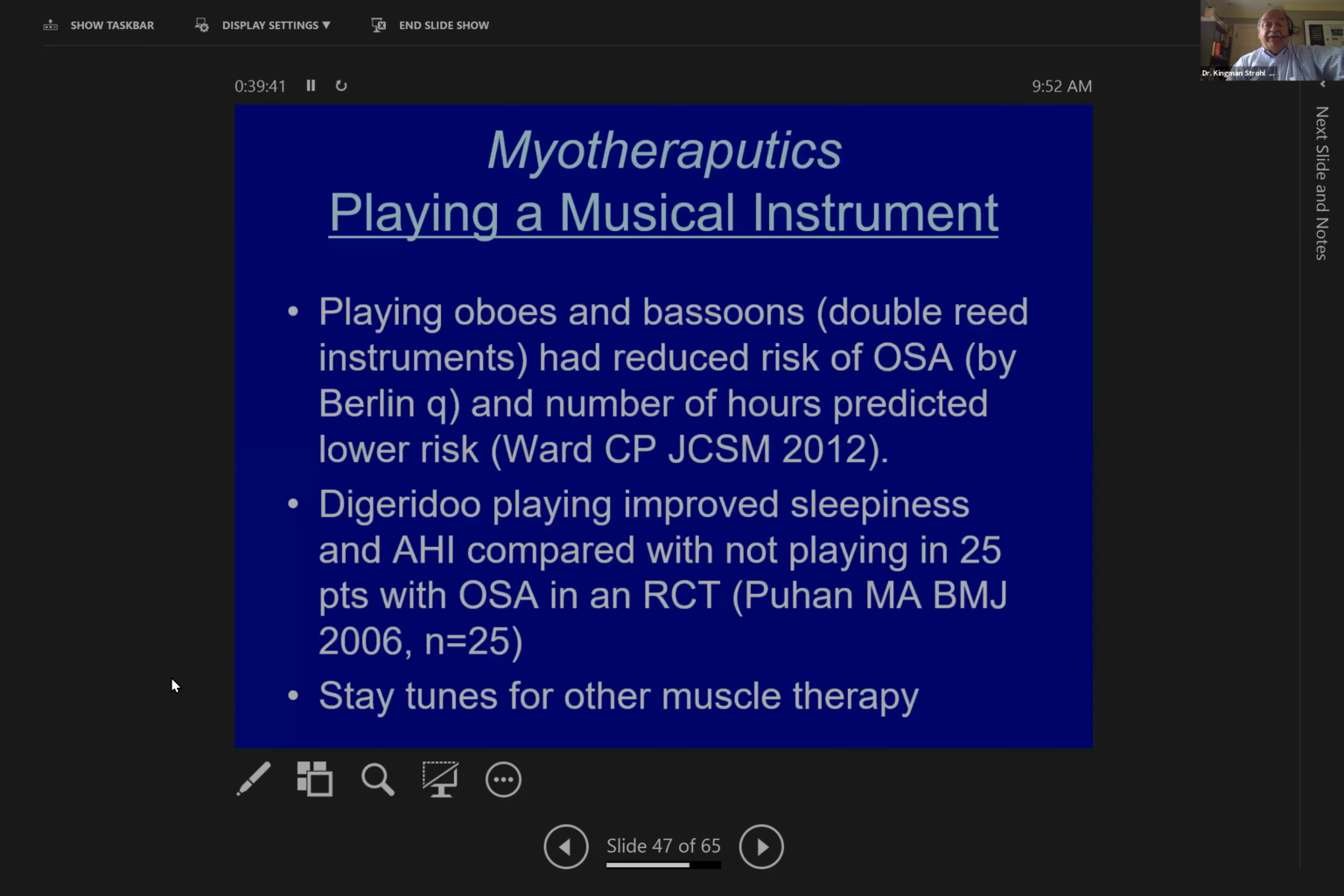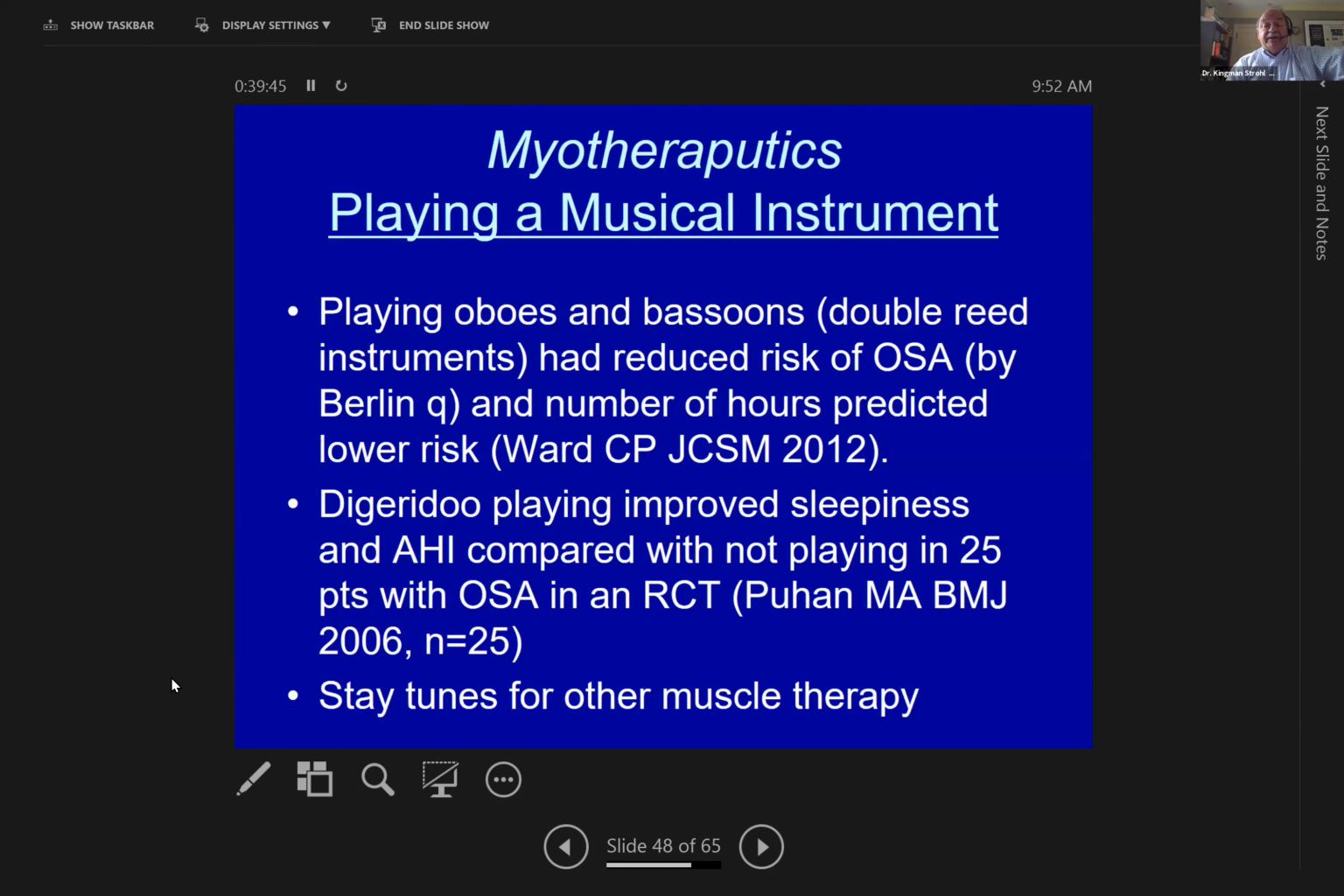So there are other myofunctional therapies, like playing a musical instrument. That's the other thing that Denise DeWalt is interested in. But these are the background. Playing the oboe and the bassoon reduces risk of OSA by pretest probability. Didgeridoo improves sleepiness and the apnea-hypopnea index.